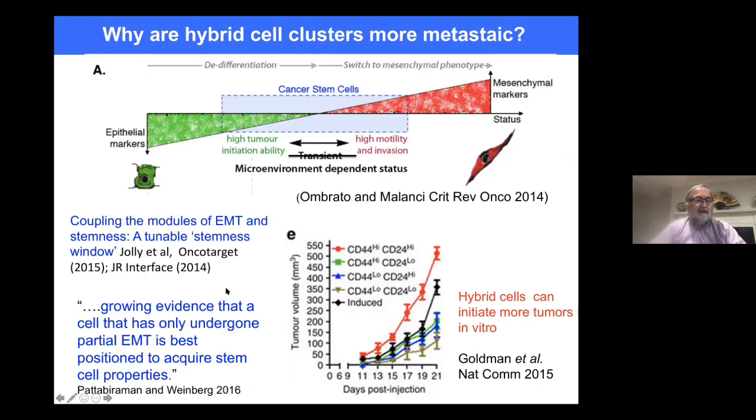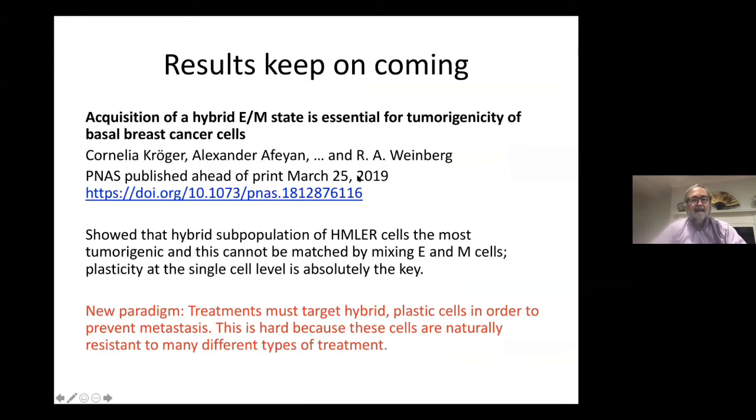And again, now, things are catching up to this idea. I already showed that paper in Nature in 2016. In some other experiments from Bob Weinberg's lab, they again showed that cells that had only undergone partial EMT are best positioned to acquire stem cell properties. And then in a follow-up paper in 2019, they showed that this tumorigenicity, this ability to form new tumors, is actually dependent on having cells in this hybrid state. The details are interesting and we can talk about it, but the point is that this picture has now changed what people think of as the importance of EMT.